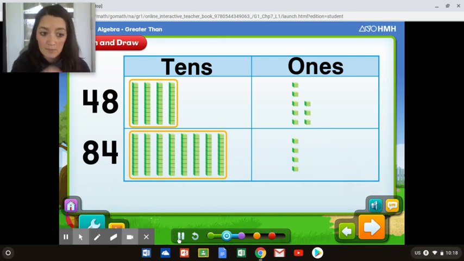Which number is greater, 48 or 84? 84 is greater. 84 has 8 tens and 48 has 4 tens. You do not need to compare the ones because the number of tens is different and tells you which number is greater.